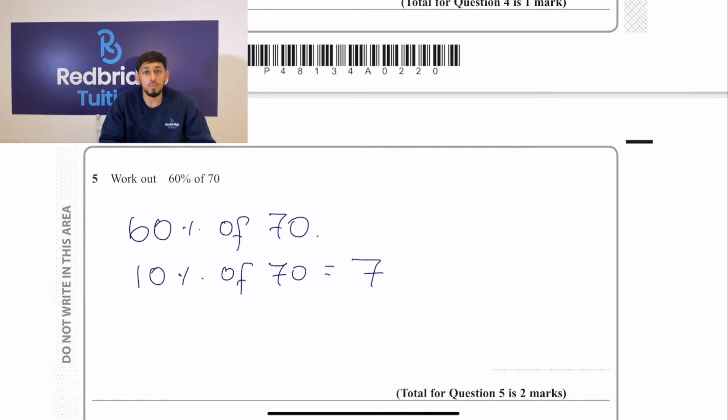Okay? Now, what we need to notice is how we go from 10% to 60%. We times the value by 6. So, to work out our final answer, we would do 7 times by 6. So our final answer would be 42.